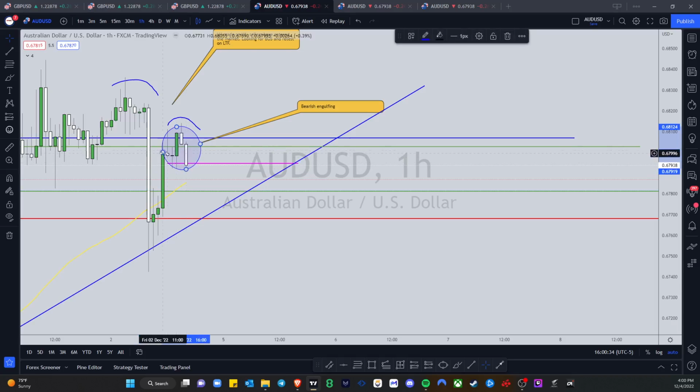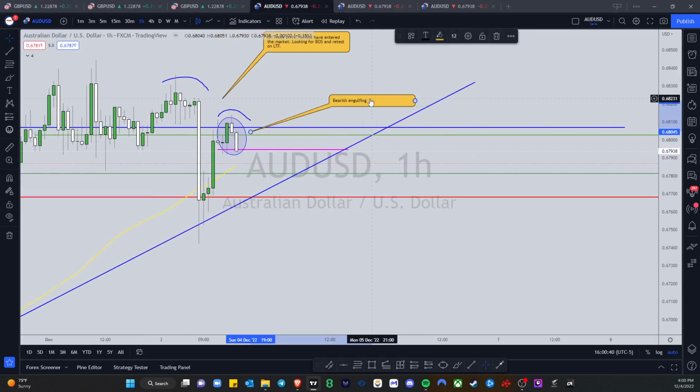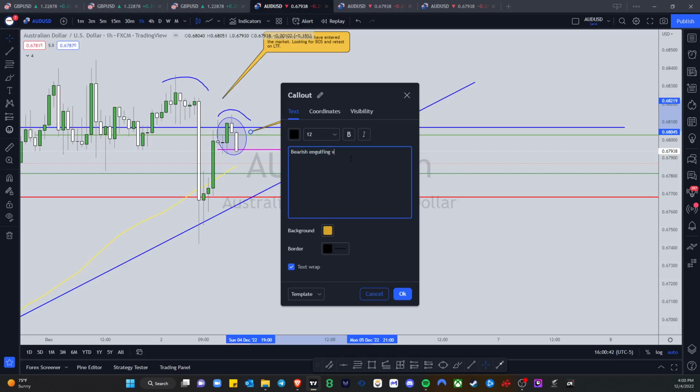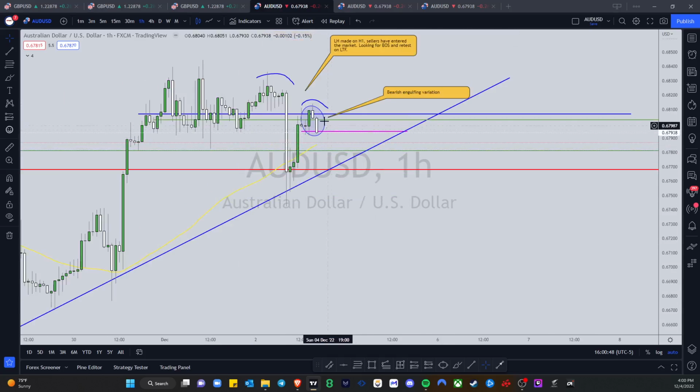this is bearish engulfing candles right here. One, two, three. Bearish engulfing variation. So this candle closes as a lower high point on H1, which means that support level that this blue line was made at, that blue line, that was the H1 support level.